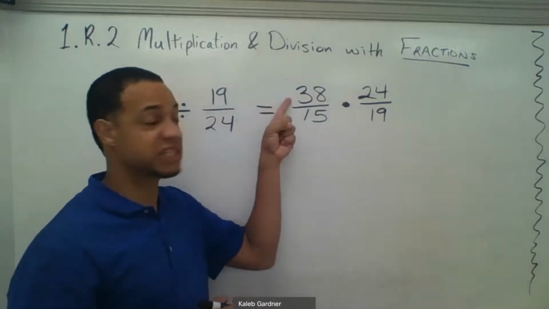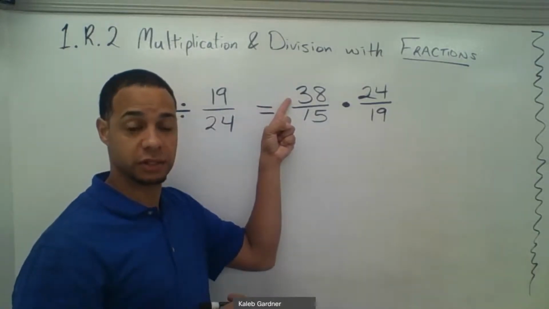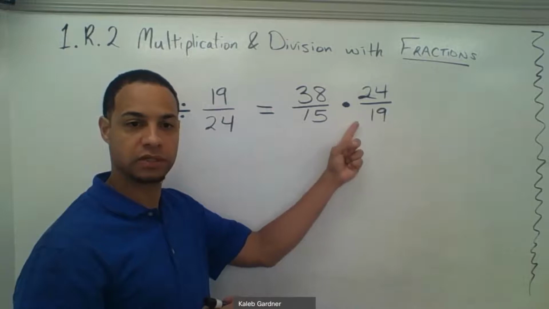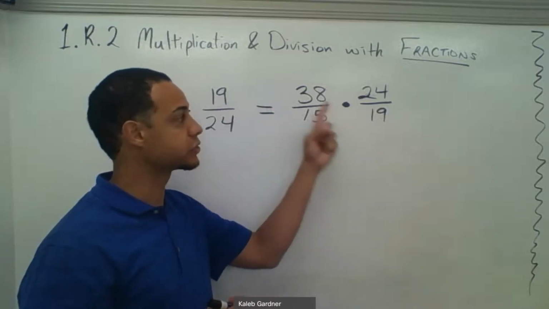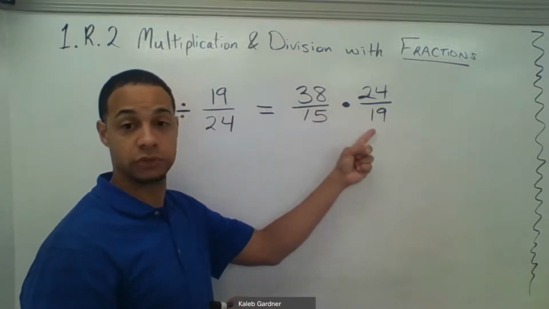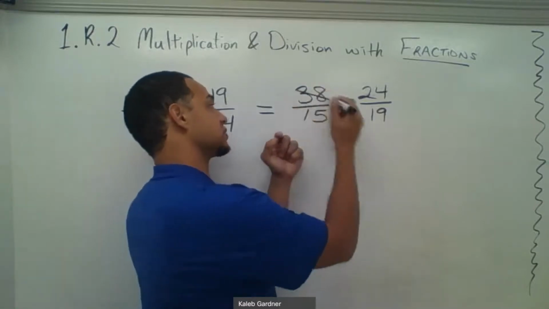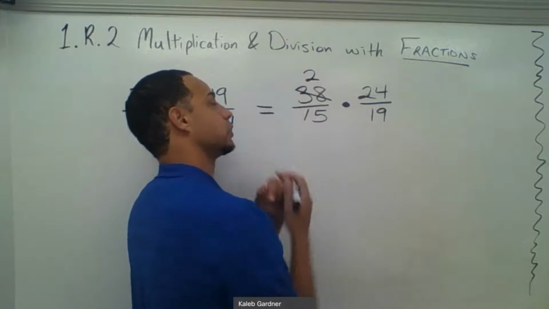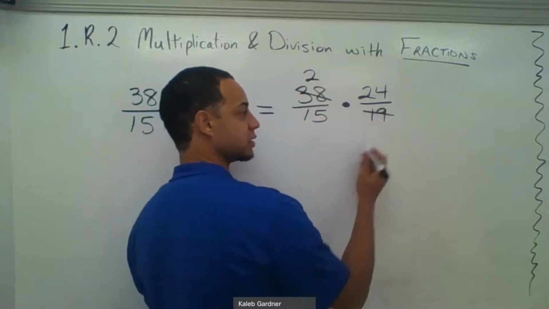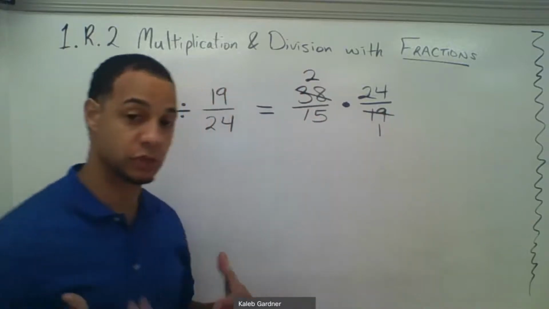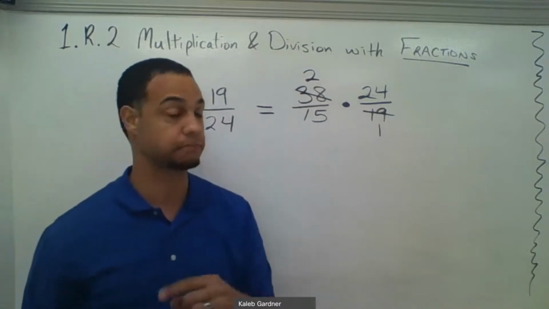38 is divisible by 2 and 19. Wait a minute, we got 19 over here, don't we? So 38 and 19 can reduce, both of them by 19. 38 divided by 19 is 2. 19 divided by 19 is 1. Notice that we reduce by the same number each time, okay?